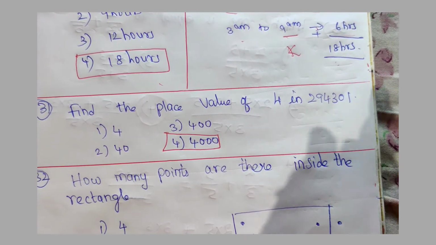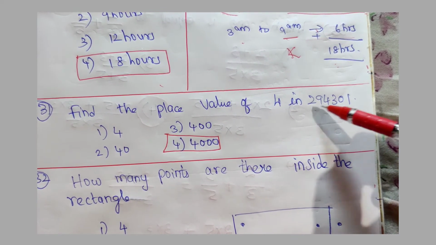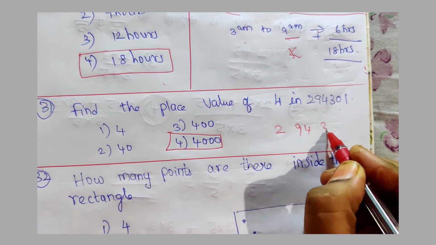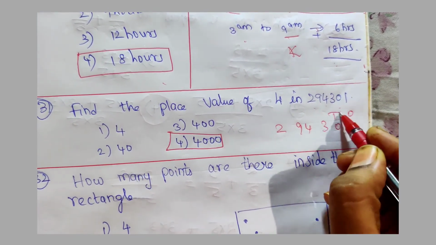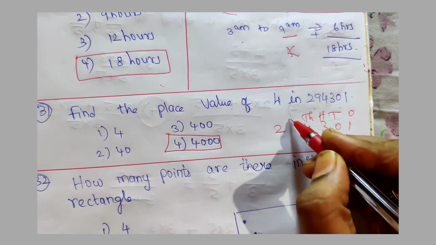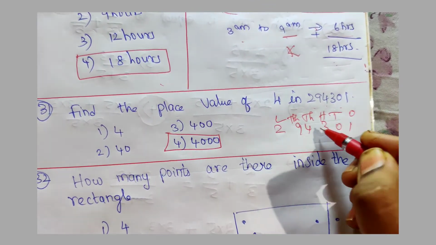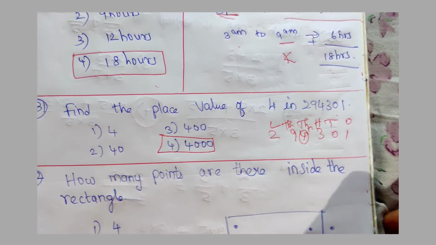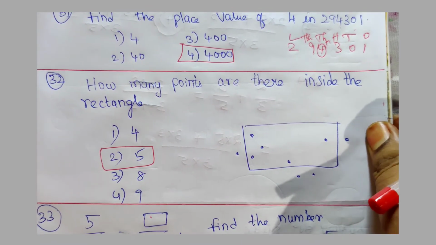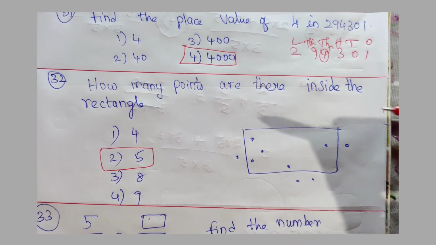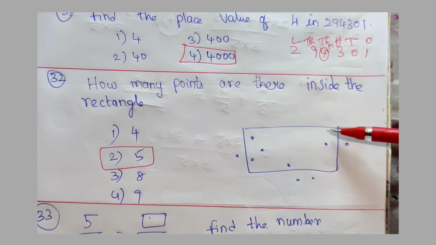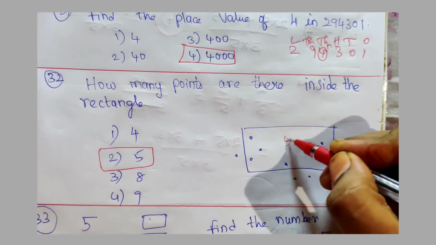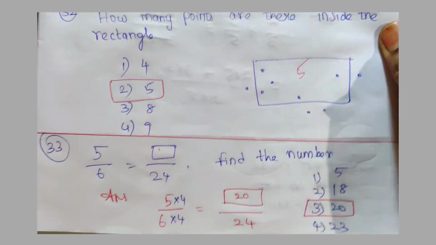Next, find the place value of 4 in 2,94,301. Same thing. Write ones place, tens place, hundreds place, thousands place, ten thousands place, lakhs place. So where is 4? It is in the thousands place. So 4 into 1,000 is 4,000. How many points are there inside the rectangle? Inside the rectangle, not outside. 1, 2, 3, 4, 5. So 5 points are there inside the rectangle.